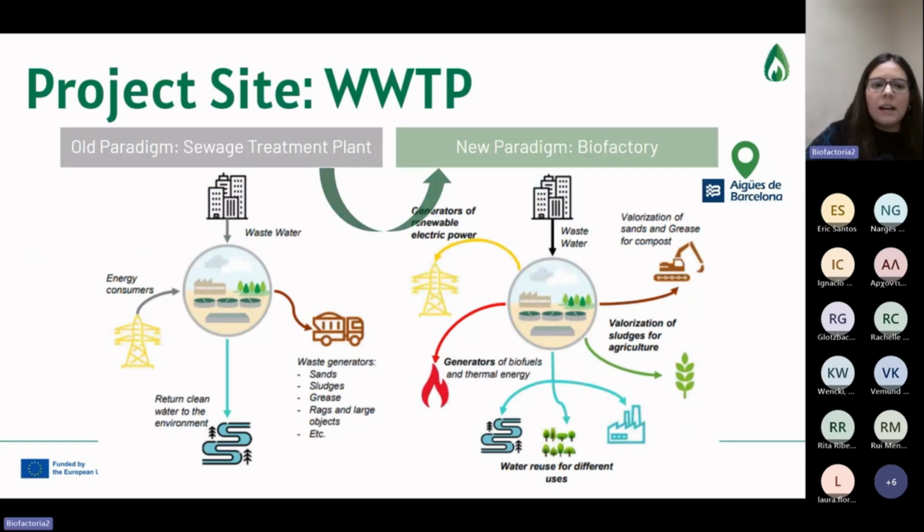In the old paradigm, the plant required imported electricity and generated waste. In contrast, the new paradigm of biofactory aims to achieve a circular model by generating energy, reusing water, and recovering waste from the purification process. And this approach has a positive impact on society and biodiversity.